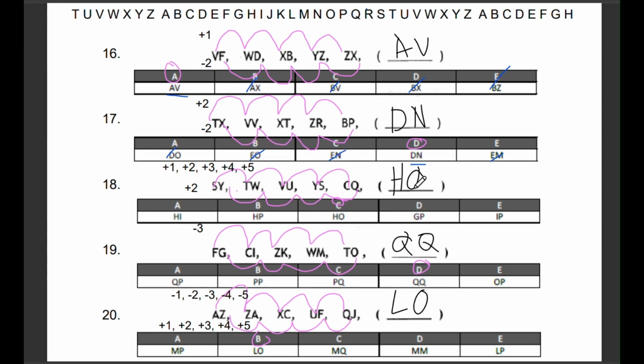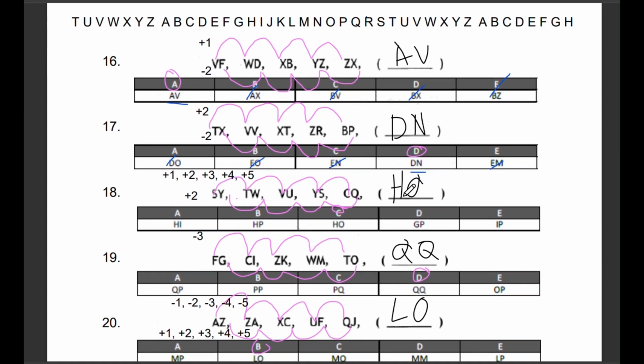Question 18. The series now is SY, TW, VU, YS, CQ, and we need to find what comes next. Our options are A, H blank I. B, H blank P. C, H blank O. D, G blank P. E, I blank P. The correct answer is C, giving us H blank O.